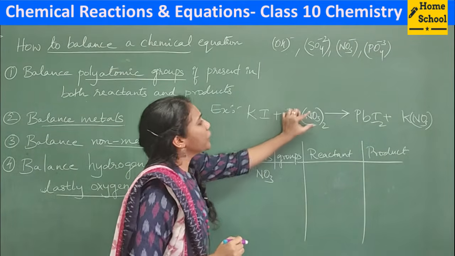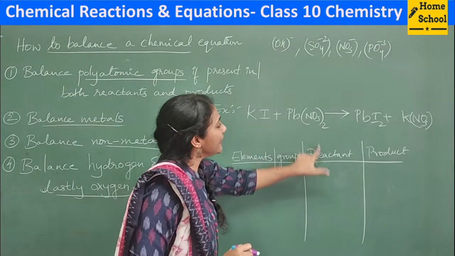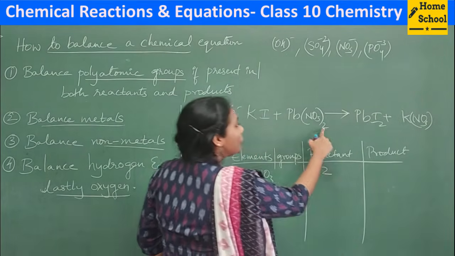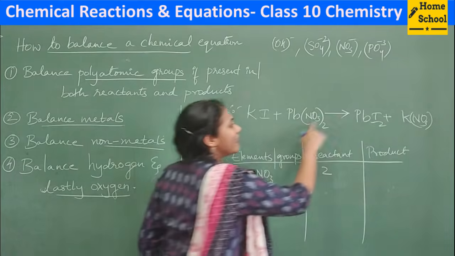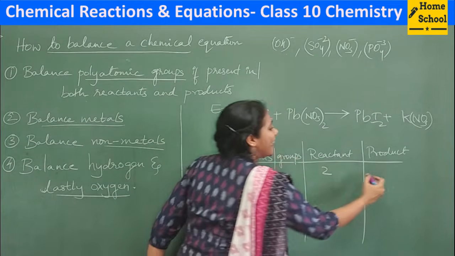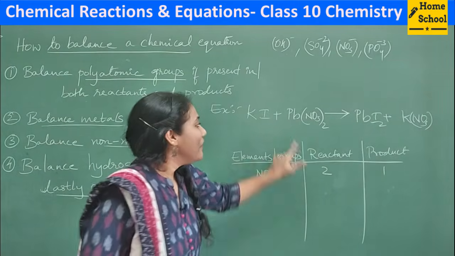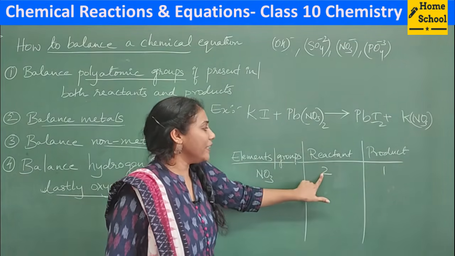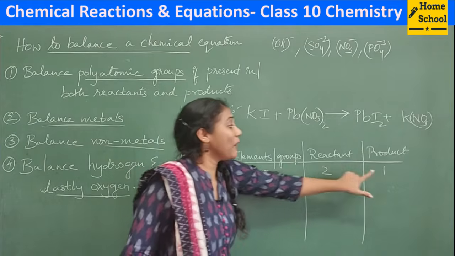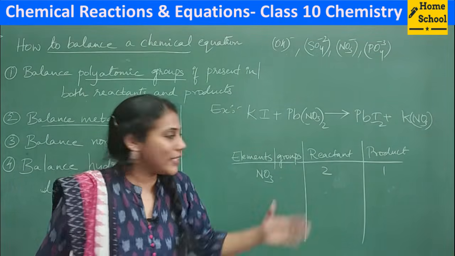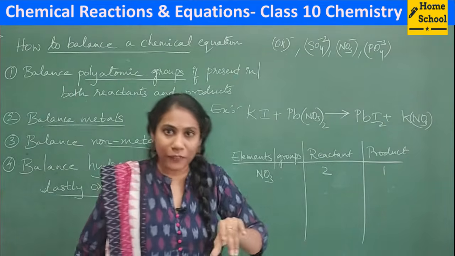How many NO3 groups are there in the reactant side? 2 are there, right? So 2 NO3 groups are there. In the product side, how many are there? 1 is there. That means, is it balanced? No, right? In the reactant side, when you have 2 NO3 groups, the product side also should have 2 NO3 groups, remember. So that means it is not balanced, you have to balance.